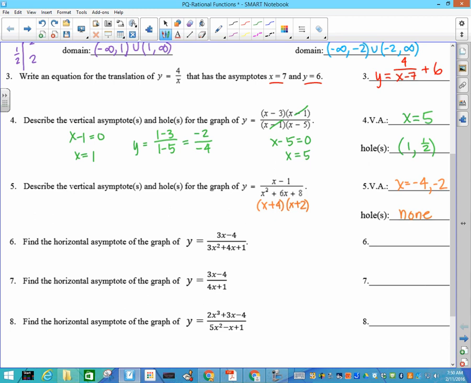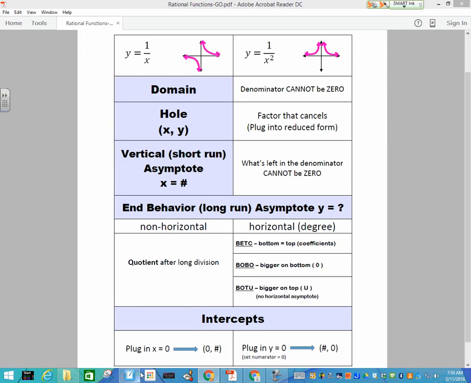Okay, horizontal asymptote. Now, if we go back to our little chart and look at horizontal asymptote, which was the end behavior, we talked about it as end behavior because we found more than just the horizontal asymptote. We had the horizontal, but we also had one that was a line and one that was a parabola. And the end behavior asymptote can always be found by the quotient after you do long division of your rational function. However, sometimes you don't have to do all that work, so there are nice little rules to help you figure it out without doing that work.